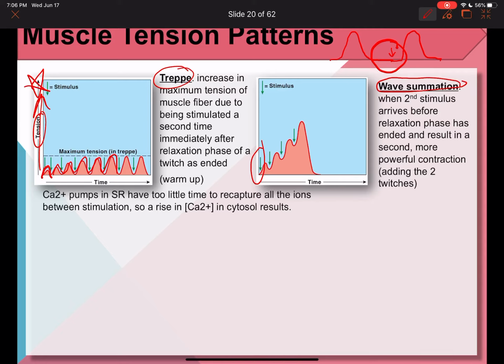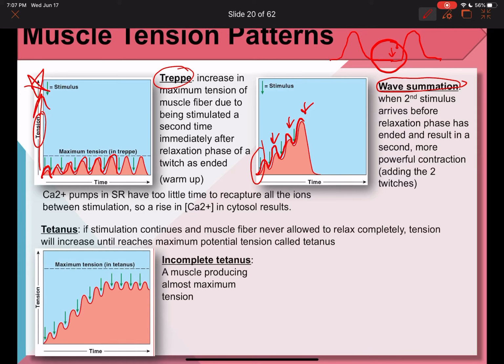power a movement. Okay, so for example, you have here stimulus, contraction. Before it can fully relax, another stimulus comes through, contraction, and then before it can relax, a stimulus comes through again, relax a little bit, and then another stimulus comes through. So it keeps adding up the tension power each time that stimulus keeps coming through very, very quickly. So you're adding the tension power of these twitches together to give you a more powerful movement.